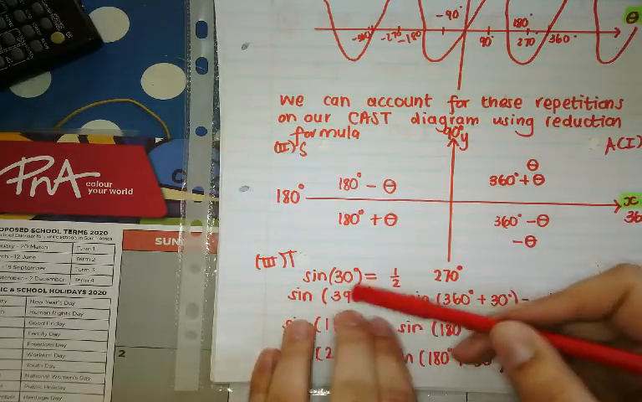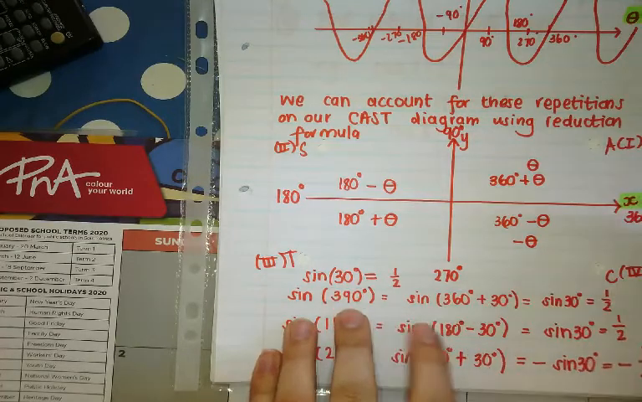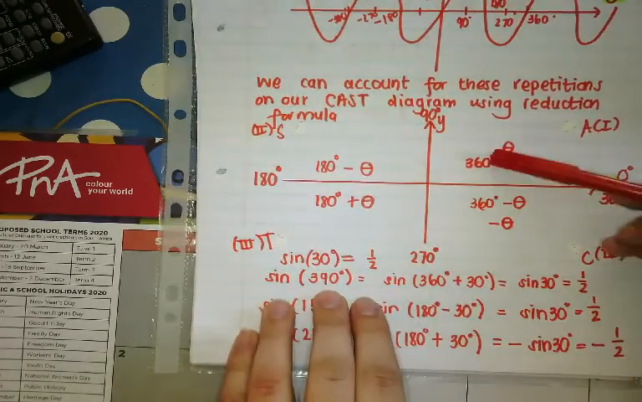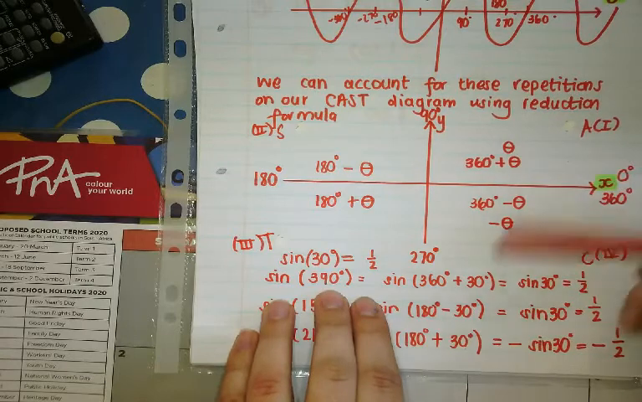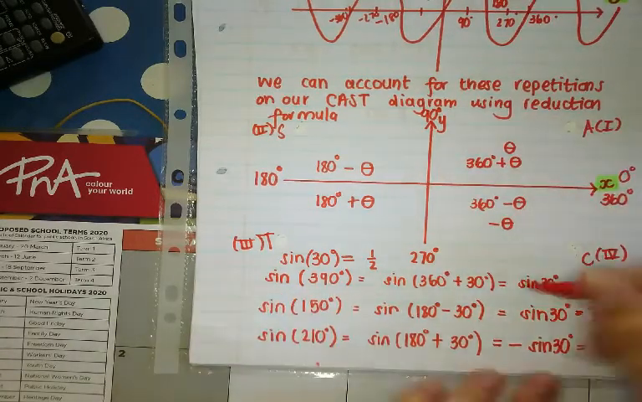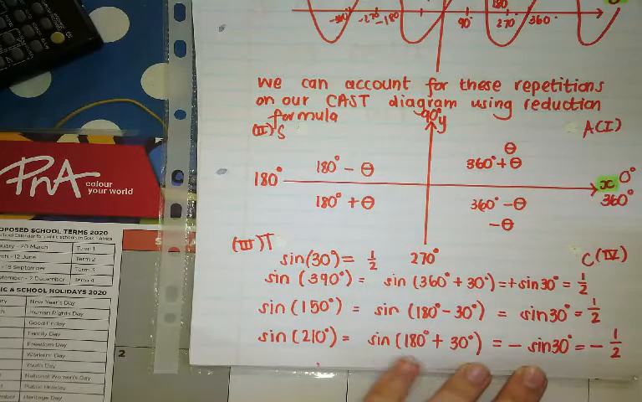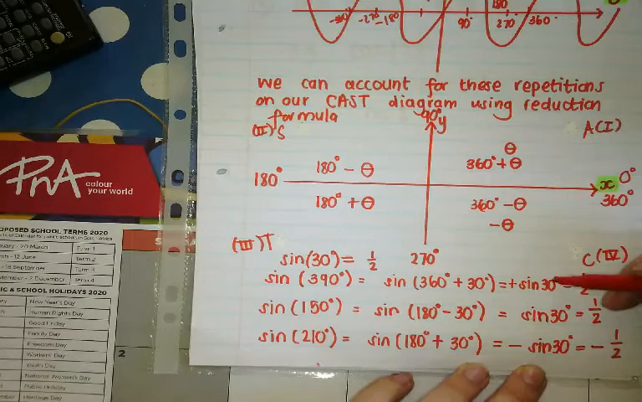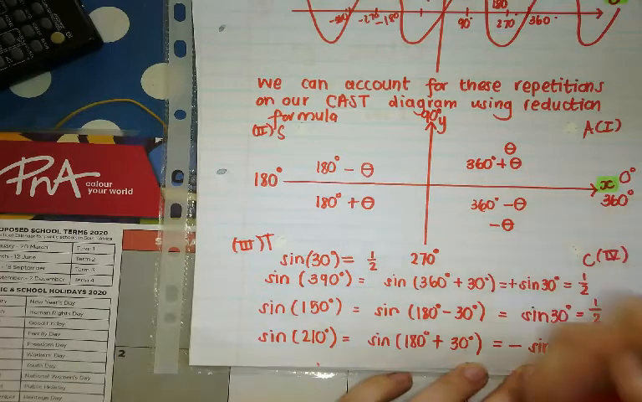Then I gave you sine 390. I needed it reduced, which is 360 plus theta. In that quadrant, it is positive. So I can just say sine 30, which we already know is a half.